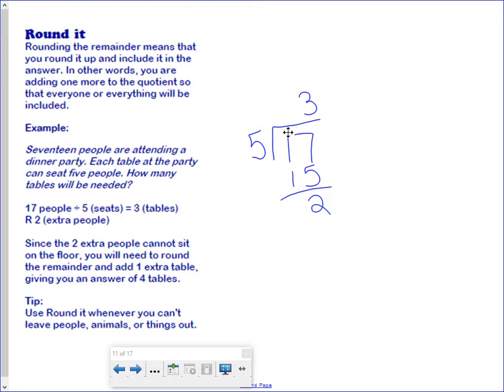So what does that mean? Well, it means that we need for sure 3 tables, but then 2 people will not have anywhere to sit. So we need to add one more. We need to round up to 4 tables. So our final answer for this problem would be we need 4 tables.